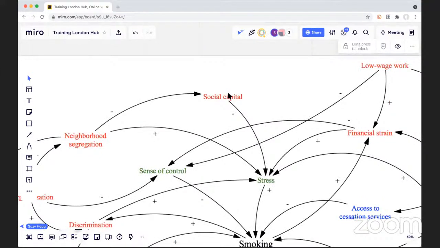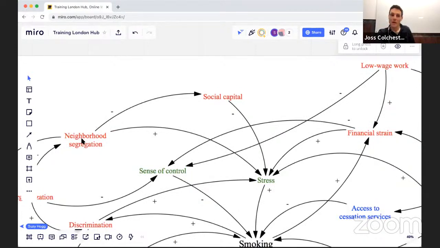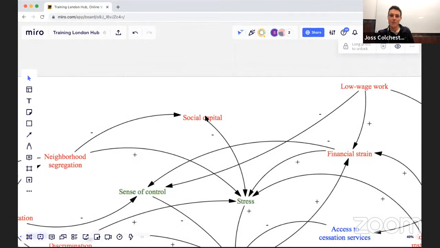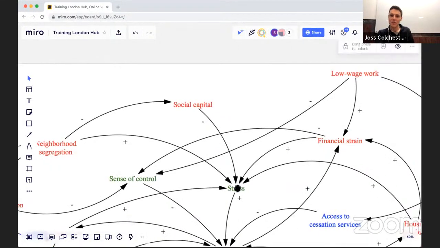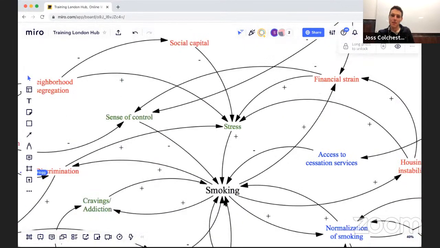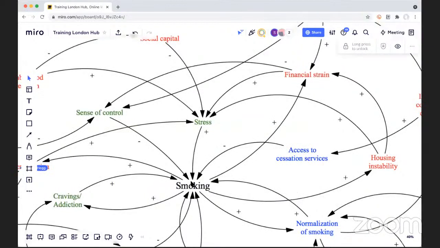So we've got here neighborhood segregation. If that goes up, we're going to have less social capital. If social capital goes down, this is saying stress is going to go up. So both these are negatively correlated. Stress goes up, positively correlated with smoking, we're going to get more smoking.